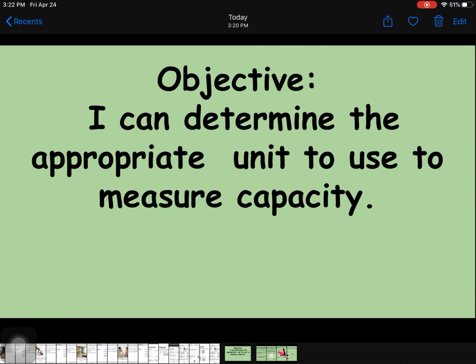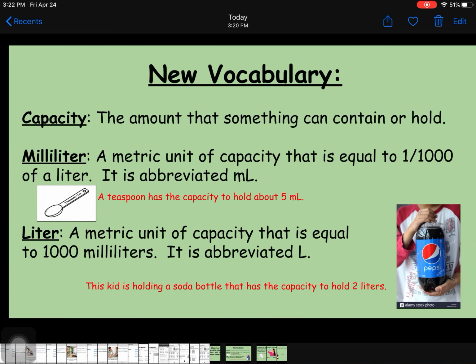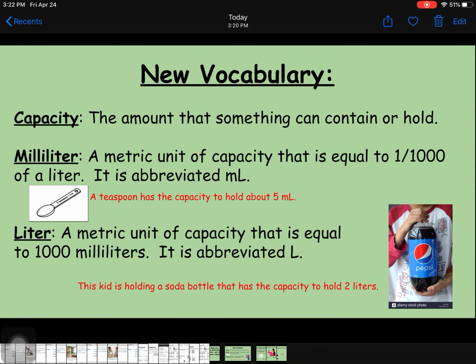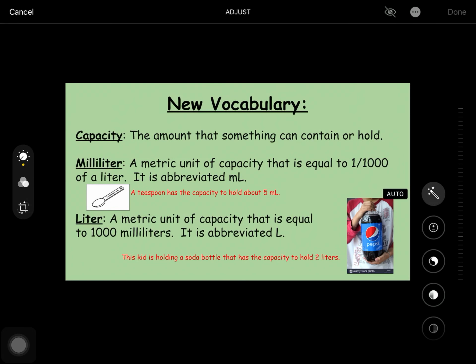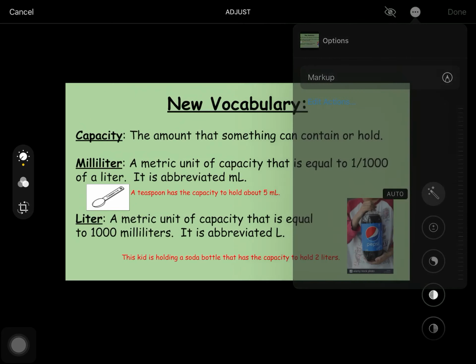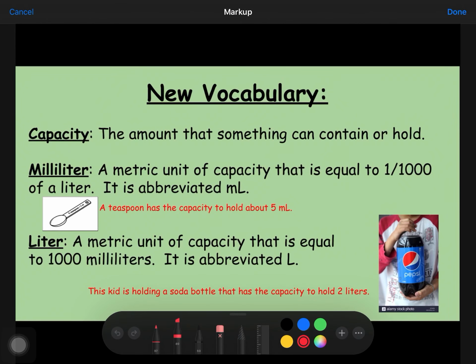Now, capacity is a new word for you guys. So we're going to talk a little bit about what the word capacity means, okay? Capacity is the amount that something can hold or contain. If you are looking at this vocabulary word, we have some important things we need to talk about. Capacity is the amount that something can hold.